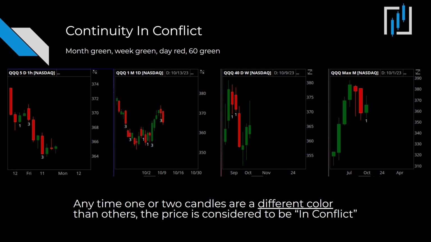Continuity in conflict. Anytime 1 or 2 candles are a different color than the others, the price is considered to be in conflict. In this case, the month is green, the week is green, the day is red, and the 60 is green. So we would say the day is in conflict with the week, month, and 60-minute time frames.